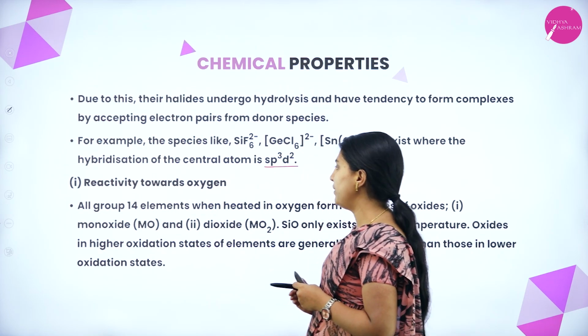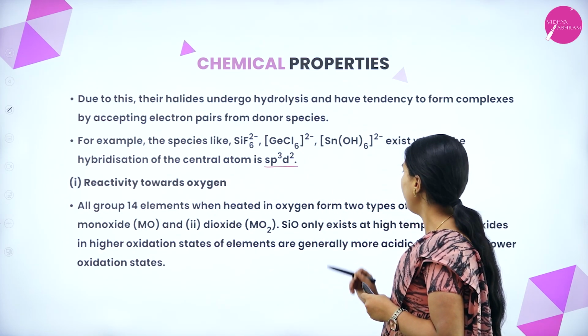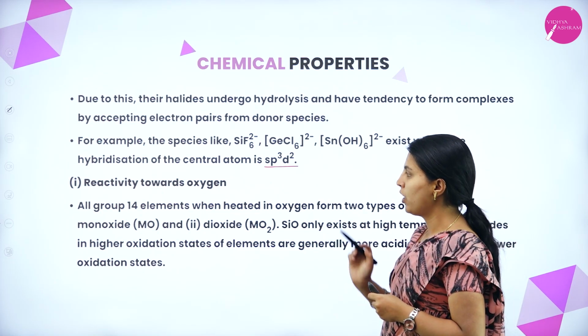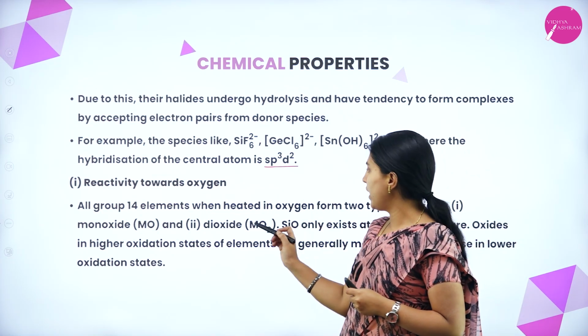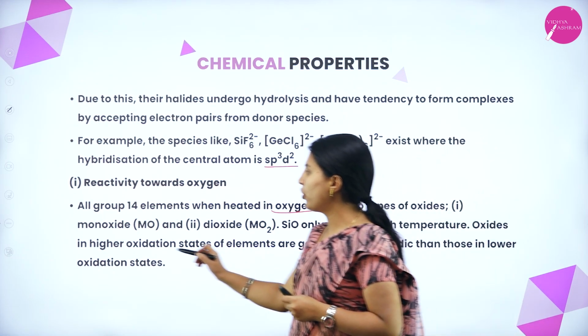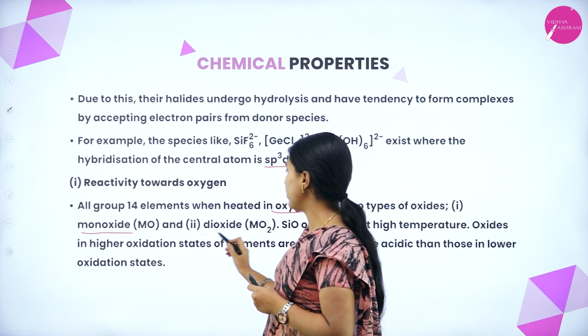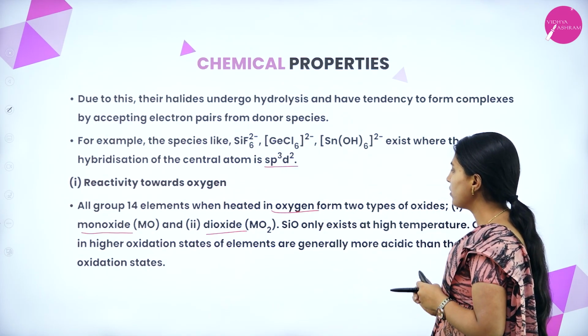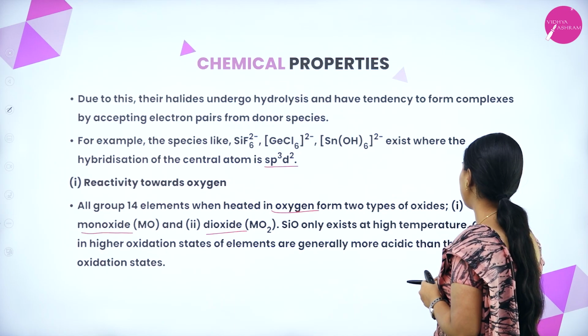Next, reactivity towards oxygen. All group 14 elements when heated in oxygen form two types of oxides, that is monoxide and dioxide. When group 14 elements react with oxygen, they form two types of oxides, monoxide meaning one oxygen and dioxide meaning two oxygen atoms present. Silicon monoxide only exists at high temperature.